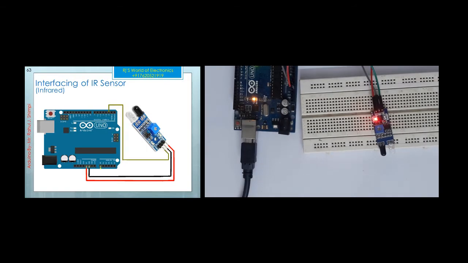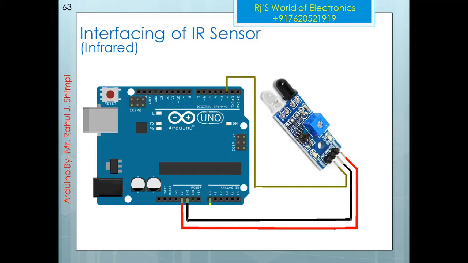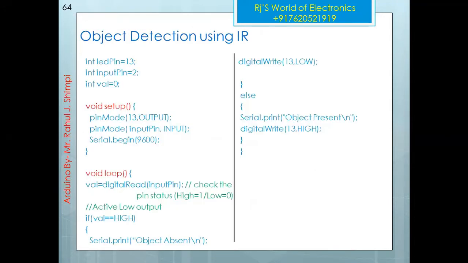I have connected the IR sensor with Arduino as per the circuit diagram. Now we will write the program in Arduino IDE. This is the same program as we have seen for the push button as well as for the PIR sensor, with some modification. This sensor is an active low sensor. It means when the object is absent, it produces the high output, and when the object is present, it produces the low output.